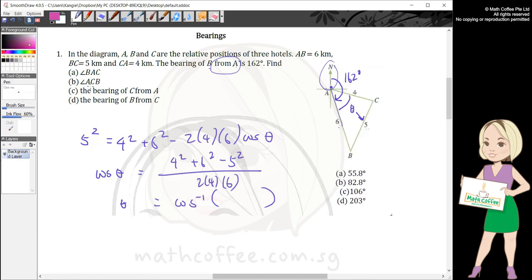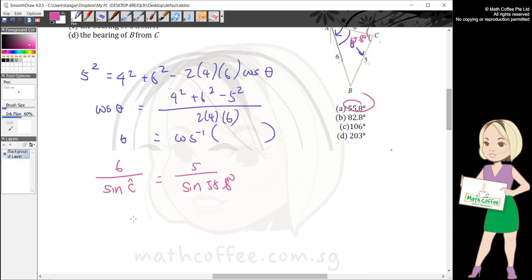Okay, angle ACB. Let's say I already found this one, which is 55.8 degrees. Then they ask for ACB, which is this angle over here. I already have so much information. I just use the easier formula, which is the sine rule. So simply take 6 over sine angle C equals to the one that we found, 5 over sine 55.8 degrees. And of course, you can find your sine C. Okay, it's very straightforward also.